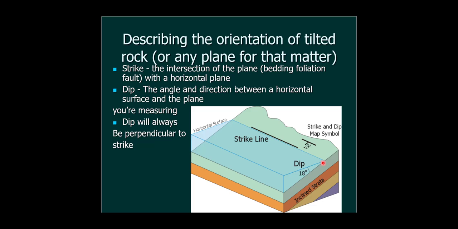If I have once again my plane going like this, and I've got a dip angle of 18 degrees, what I do is I draw on my map the line of strike as a long line, and then I put a little tick mark in the down slope direction. Okay, and then if I want to, I can put a little 18 beside it, showing that the dip angle is 18 degrees.